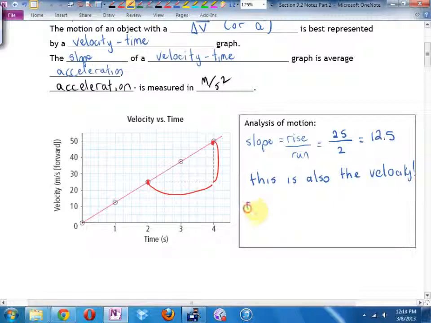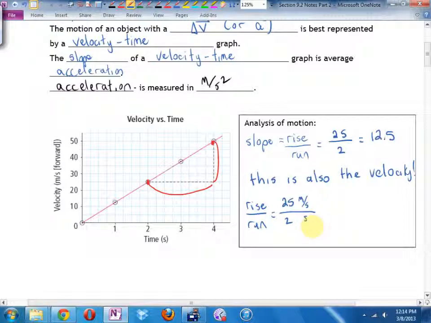So if I go rise over run, which we said was 25 over 2, what I didn't put in my earlier fraction, Dylan, was the actual units. Look on the y-axis. What are the units on the y-axis? What did I write next to the word velocity? The rise is measured in meters per second. Look on the x-axis. What are the units along the x-axis? What did I write next to the word time?